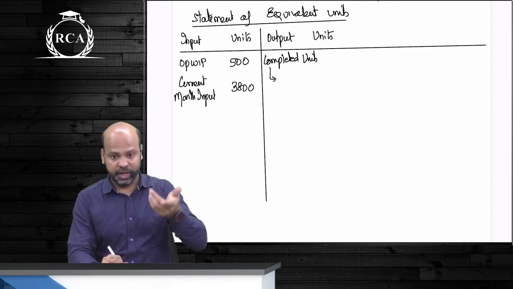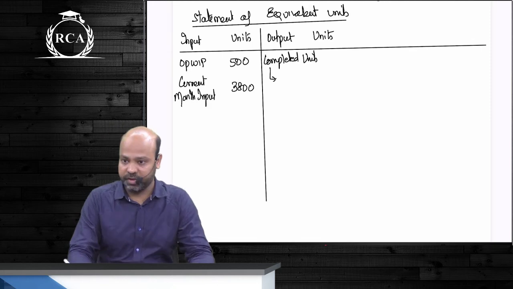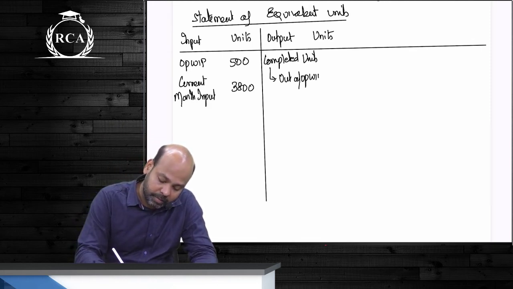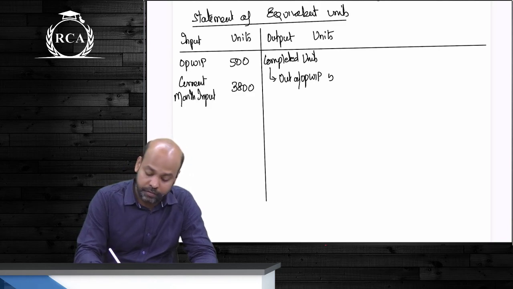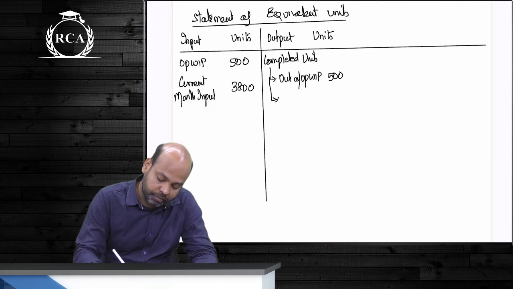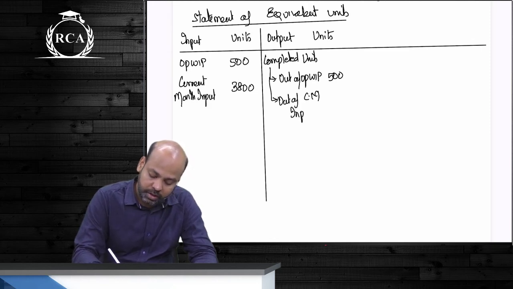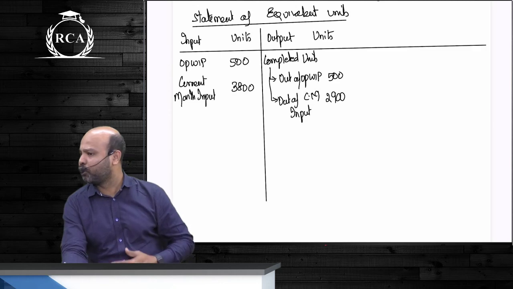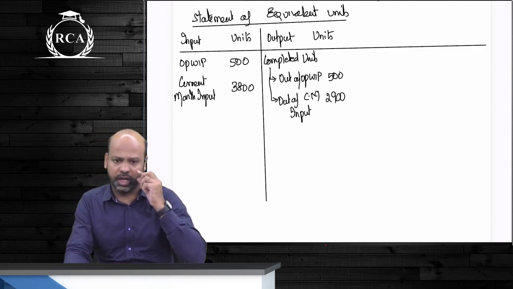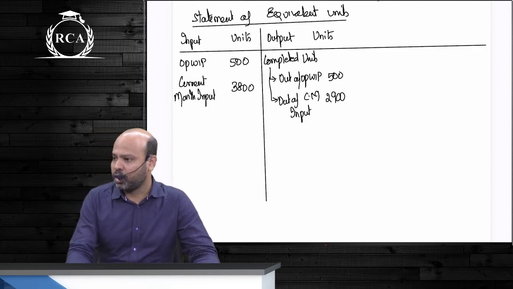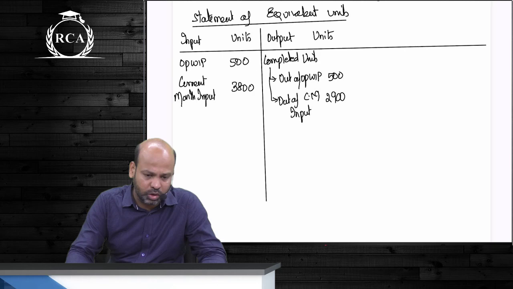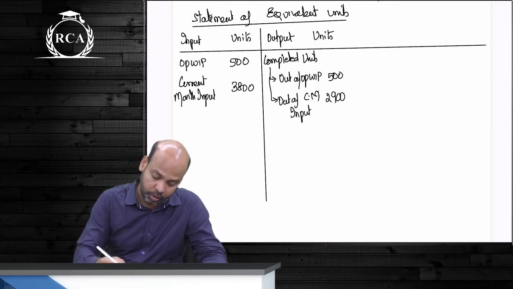If it was weighted average method, beta, you directly take 100% for the entire thing. So you will write out of opening work in progress, guys, how much? 500. Out of current month input, 2900. Total completed units are 3400. Please do not write 3400 again. Out of 3400, beta, 500 is out of opening work in progress. The remaining 2900 is out of current month input.